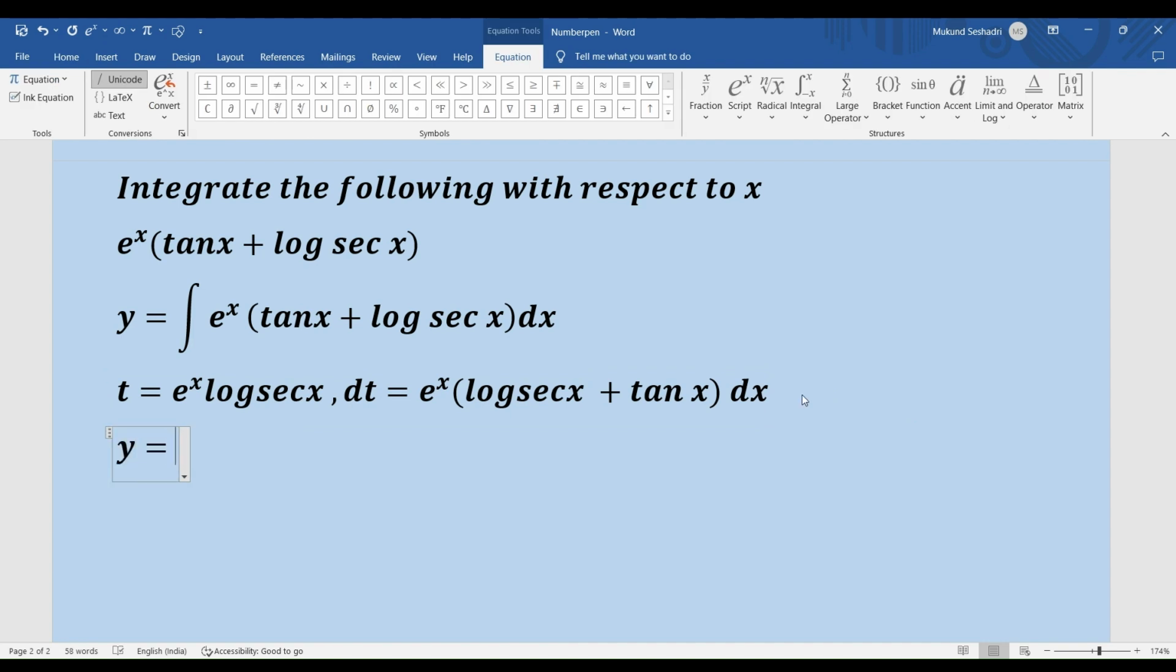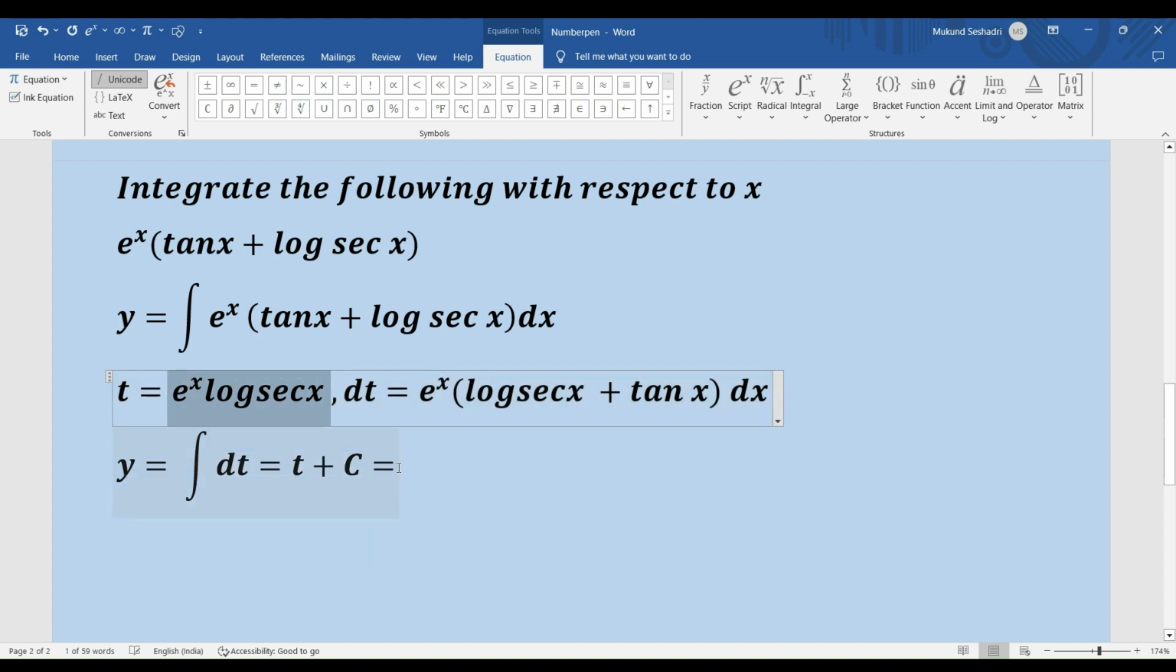So when I do t equals e to the power x log of secant x, my dt becomes equal to e to the power x times log of secant x plus tan x times dx, right? So my y becomes the integral of dt, and the answer for this is nothing but t plus my arbitrary constant c. And what is your t is the substitution that we made, which is nothing but e to the power x log of secant x plus c, right?